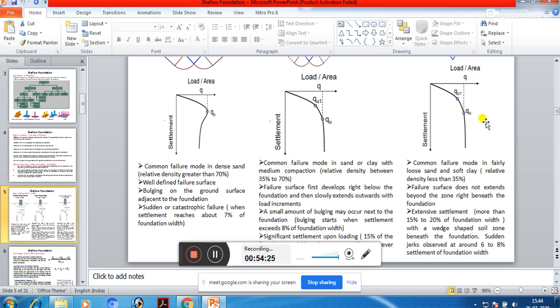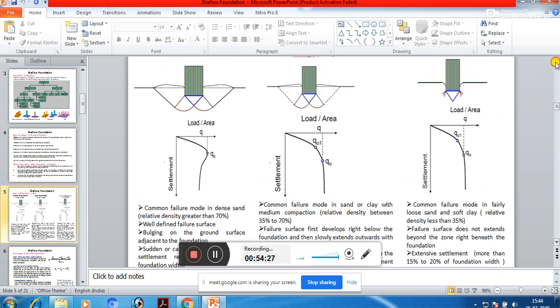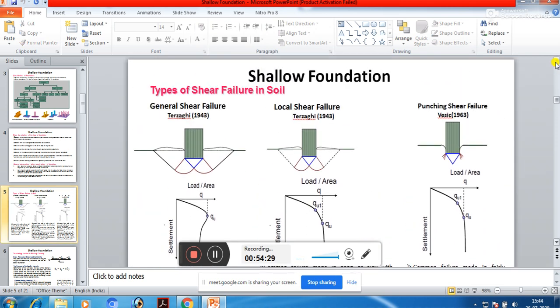In the next class we will be moving forward and we will be discussing more about the shallow foundation and how the shallow foundation basically fails in shear. You can see this slide. There are different types of failure of soil in shallow foundations. We will be discussing them in our next class tomorrow.